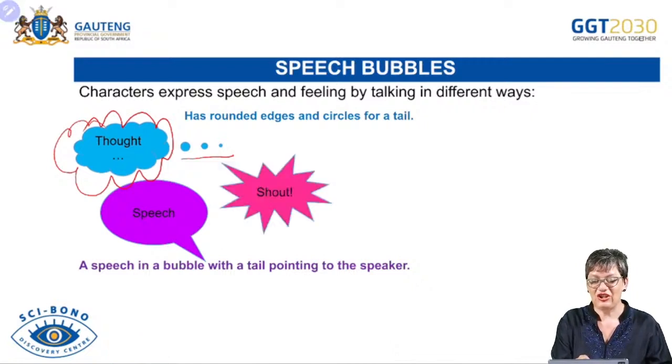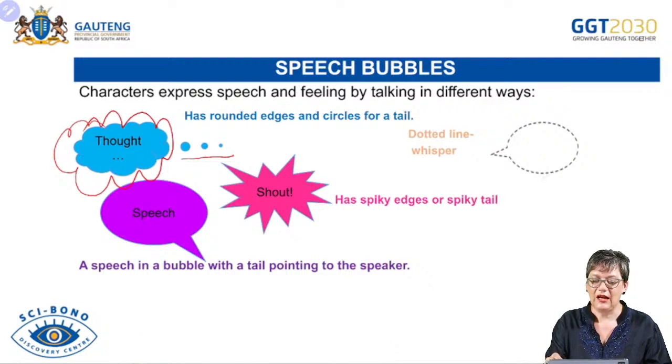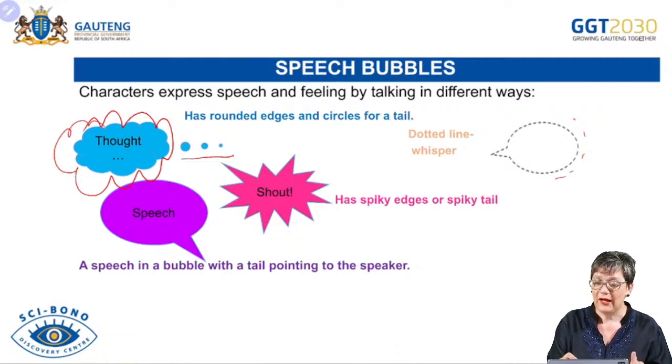If my character is shouting, can you see the difference between thinking and shouting? Yes. Can you see those spiky edges and a spiky tail? So that tells me they're shouting. But if they're whispering, they're using these dotted lines. Can you see the difference here? So make sure you're able to recognize all the different kinds of speech bubbles. That will help you to analyze what your characters are doing.